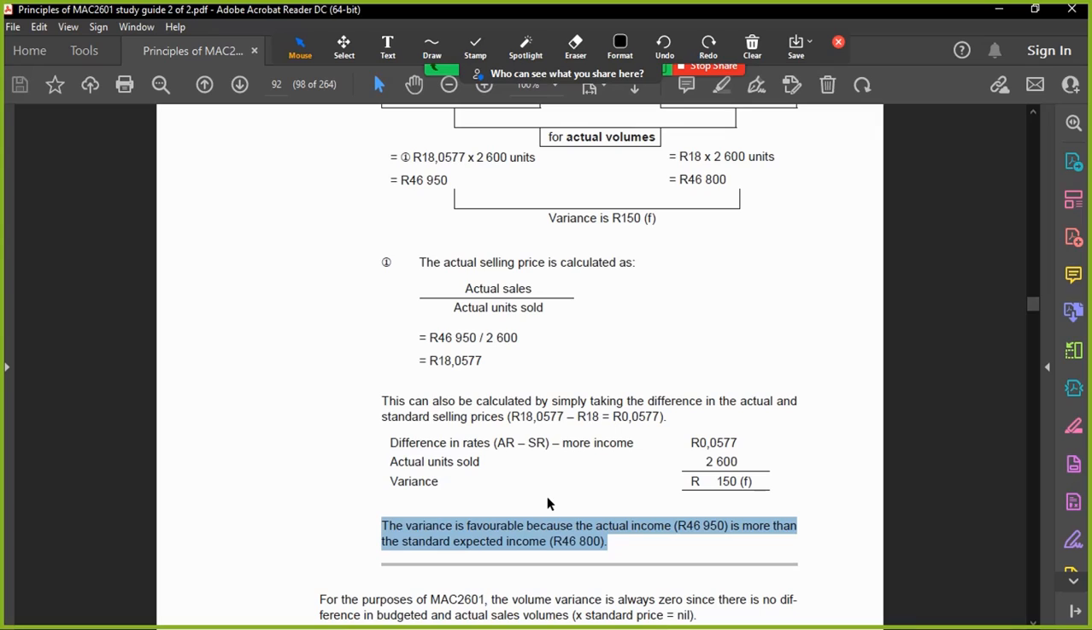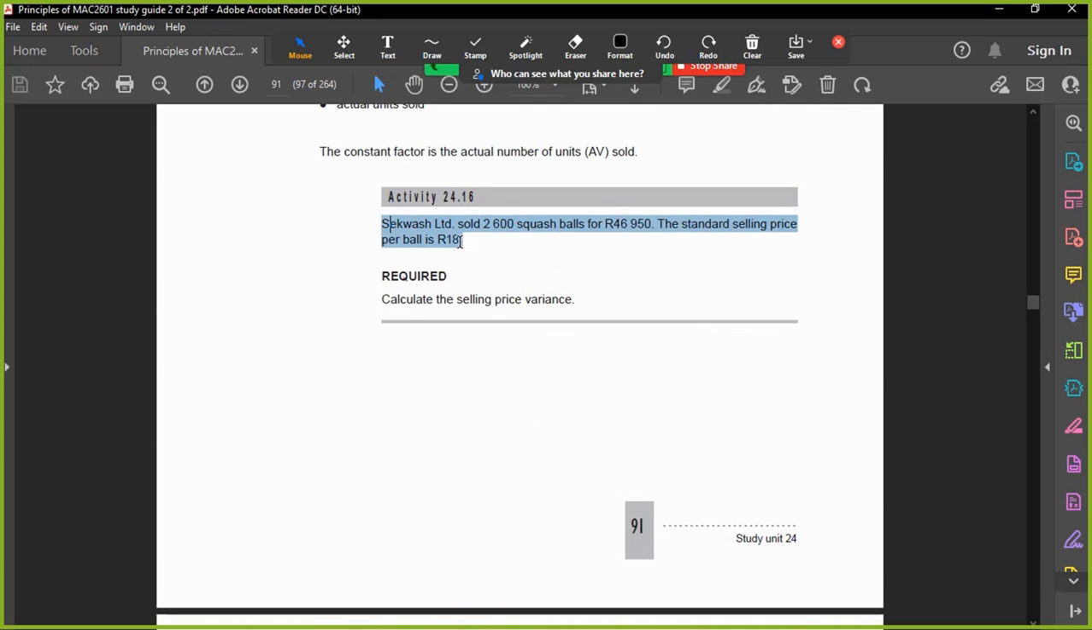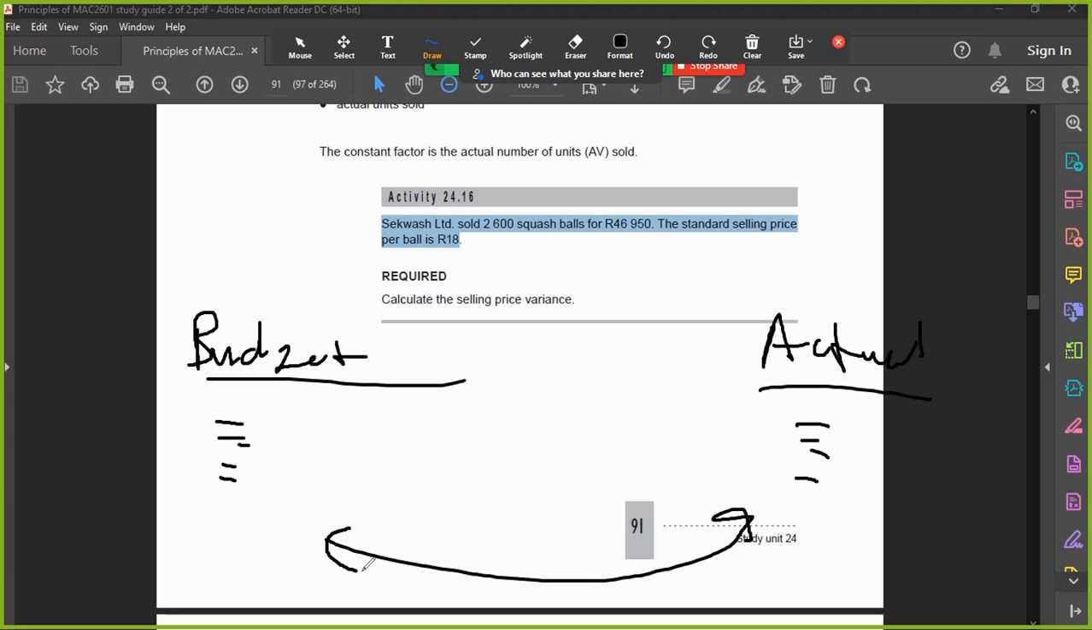Maybe a tip that I can give you when you're doing calculations in your exam: make sure you write down everything. When they give you a question like this, remember I wrote down budget here, then I wrote down actual here, and then I wrote down everything related to budget and everything related to actual, and afterwards I compared the two. Those should be working marks. We don't know how much this was out of. This might be out of 2, maybe 3, maybe 4, depending on the marker.